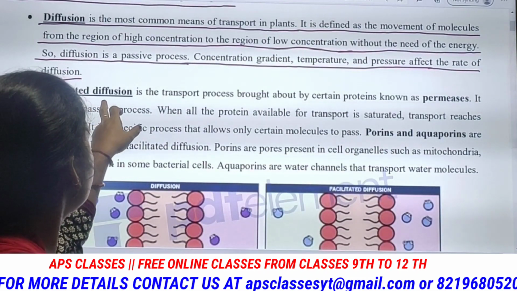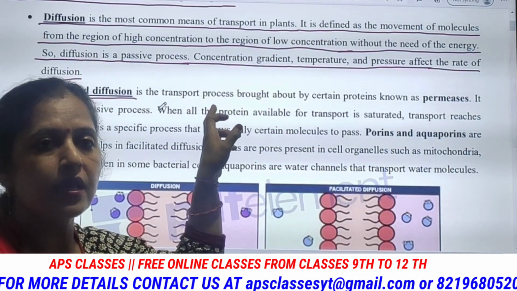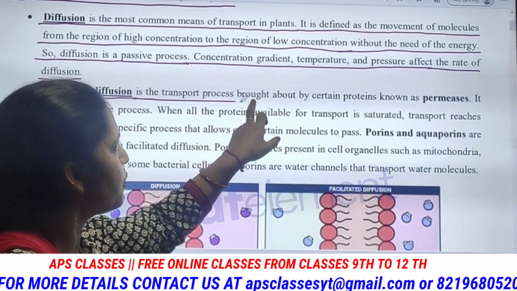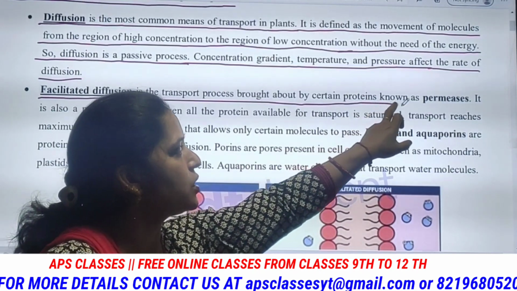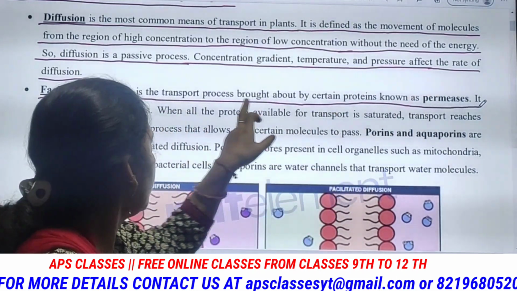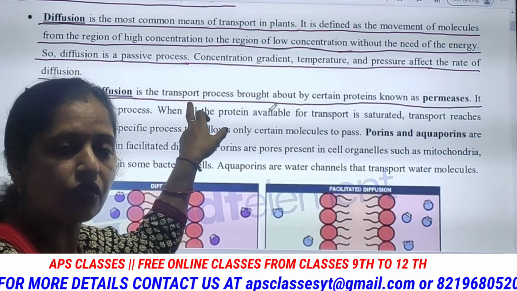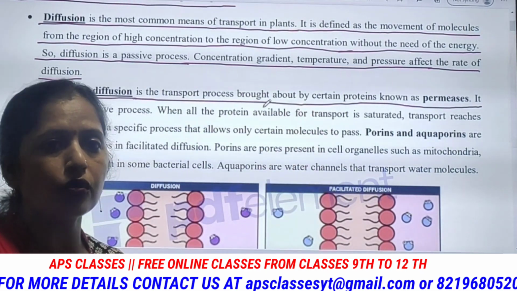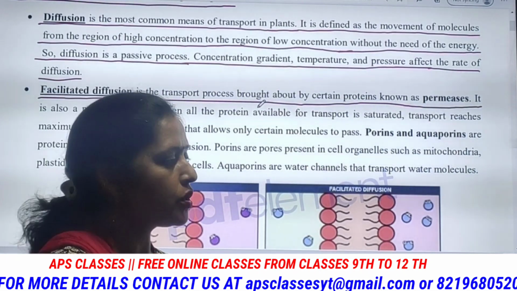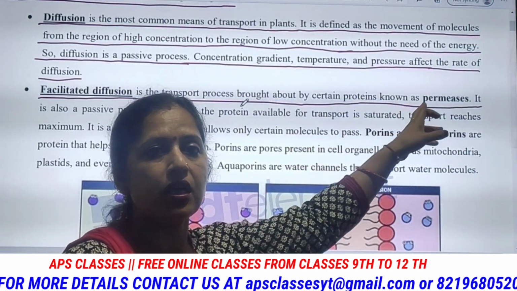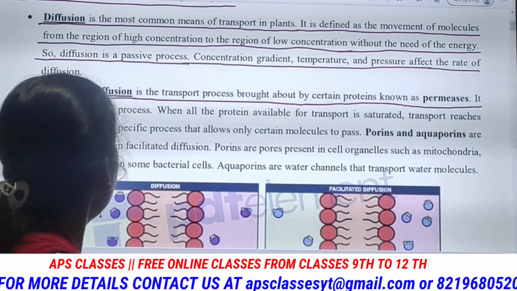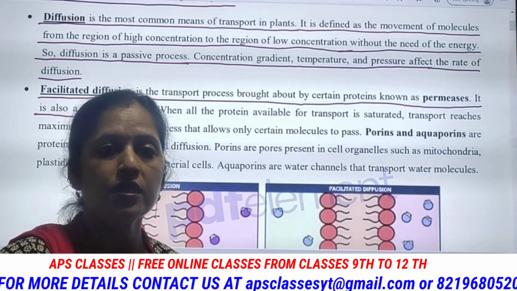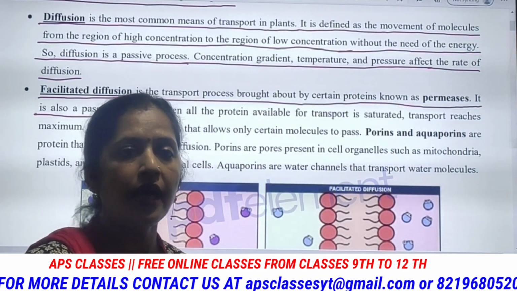Next is facilitated diffusion. The next mode of transport in plants after diffusion is facilitated diffusion. Facilitated diffusion is a transport process brought about by certain proteins known as permeases. It is also a passive process. Facilitated diffusion is also a passive process because in a passive process there is no need of energy.